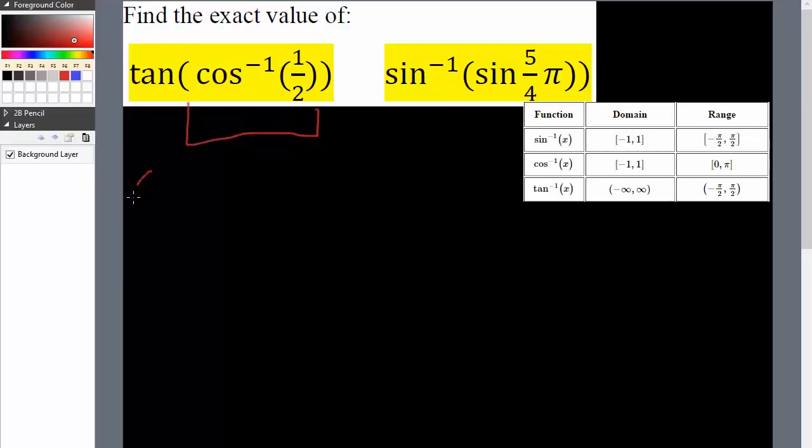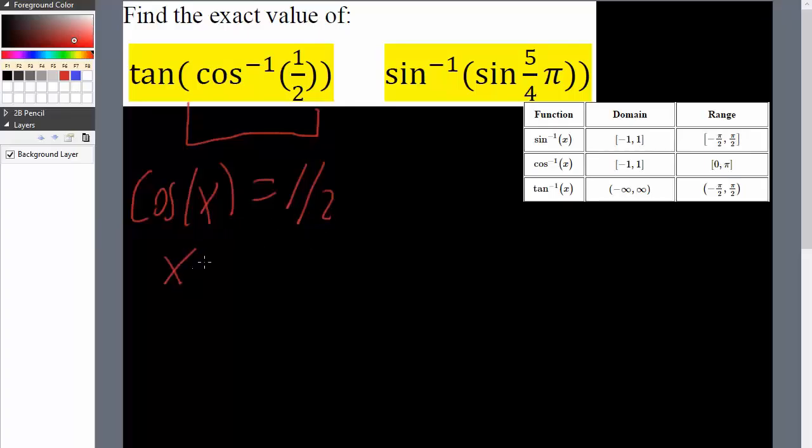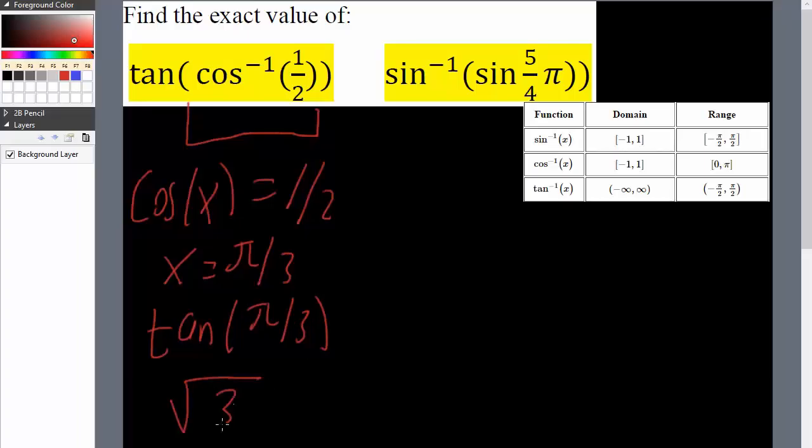And so we have cos(x) = 1/2. So what value of cos⁻¹ x between 0 and π would we get 1/2? And the answer is x would have to be π/3. Now we simply write tan(π/3), which is simply going to be the square root of 3. So this is our first answer.